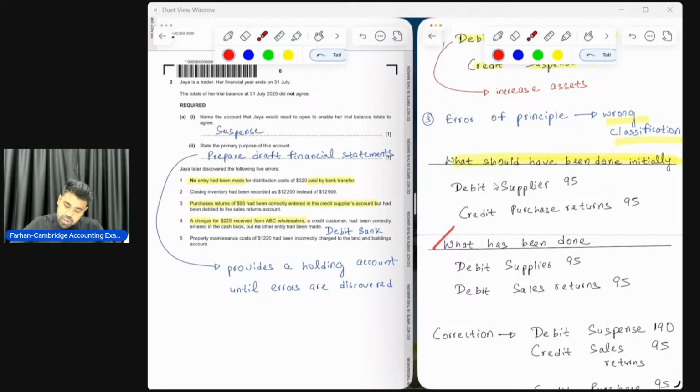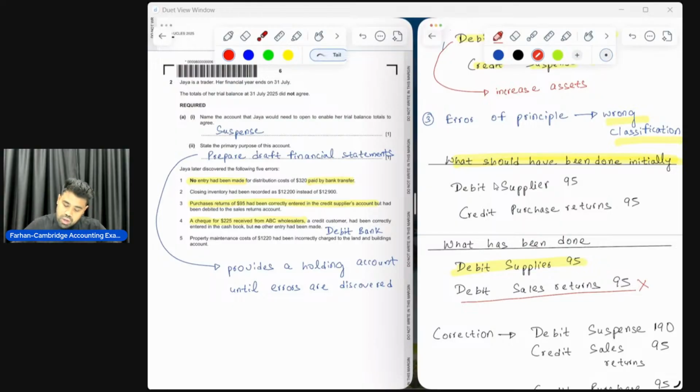Now, what has been done by our bookkeeper is that our bookkeeper recorded the correct entry in the supplier account where the obligation of the liability was reduced. Therefore, the supplier account was debited by $95. But our bookkeeper missed out on the purchase returns and instead recorded the entry in the account of sales returns where the sales returns account was debited by $95, right? So that is a mistake which we have to fix.